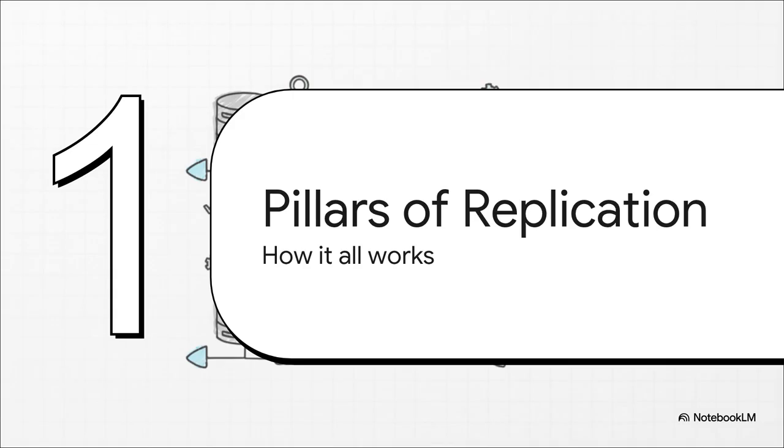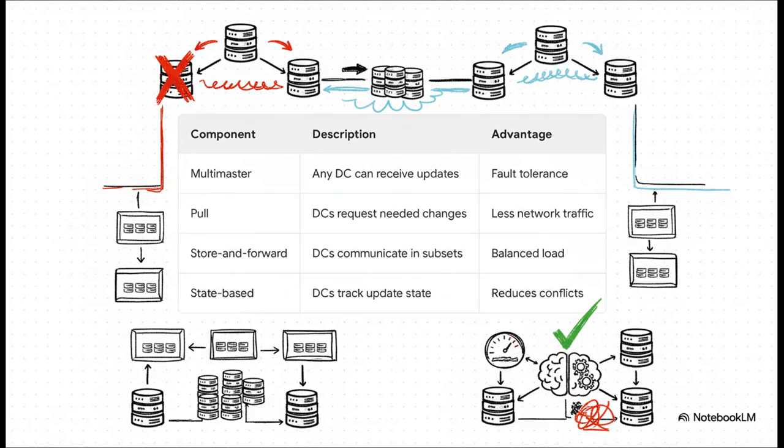Okay, so we've divided the directory, but how does the data actually move between all these different domain controllers? Well, the whole process is built on what you can think of as 4 pillars of replication. These are the core engines that let Active Directory handle updates so gracefully. What's really cool is how these 4 ideas all work together.